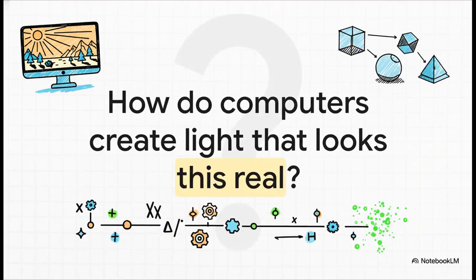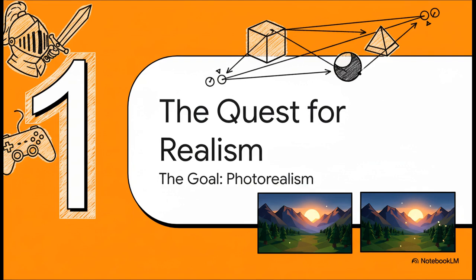Which really brings us to the core question, right? I mean, look at this. How on earth do computers pull this off? How do they generate light that looks so unbelievably real and do it in real time? It seriously feels like some kind of wizardry, but I promise you, it's not magic. It's just some incredibly clever engineering.